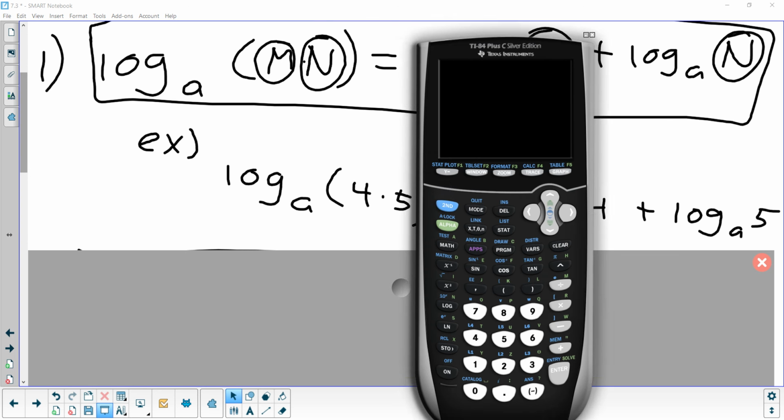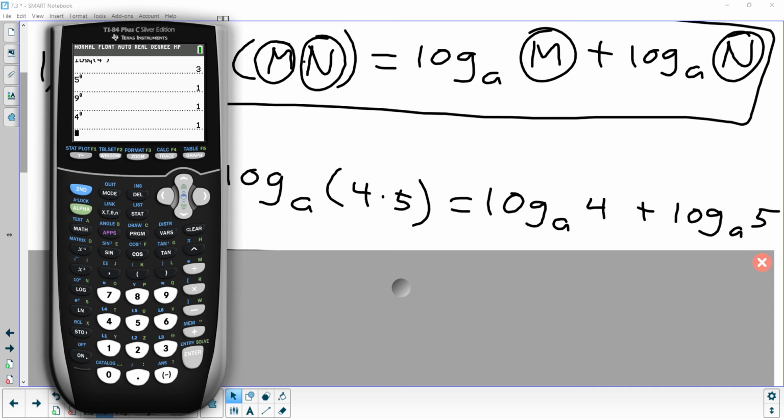All right, let's try it. So that's log base A. Again, the base can be anything. It just has to be the same for the whole problem. The easiest base for me to show you on the calculator is base 10, because the calculator has a button for it. I can do other bases, but base 10 is easier. So let's take the log of 4 times 5, which really is just the log of 20. Same thing. Now let's take log 4 plus log 5. And I get exactly the same thing. What's another way that you can multiply two numbers and get 20 besides 4 times 5?